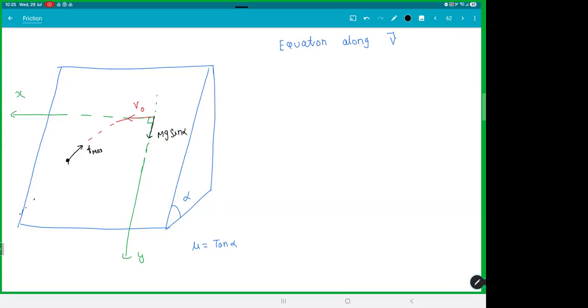This is your F max, and this is your mg sin alpha. This was phi, and this was your velocity v bar. So if you write equations along the velocity v bar, friction is anti-parallel. So we get mg sin alpha cos phi, the mg sin alpha component, minus friction F max is equal to m into a. And this would be your acceleration along the velocity. This a bar is along v bar.